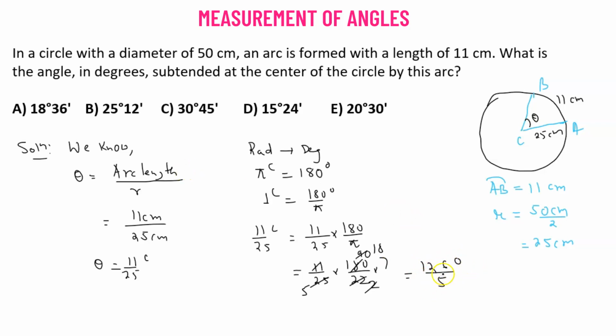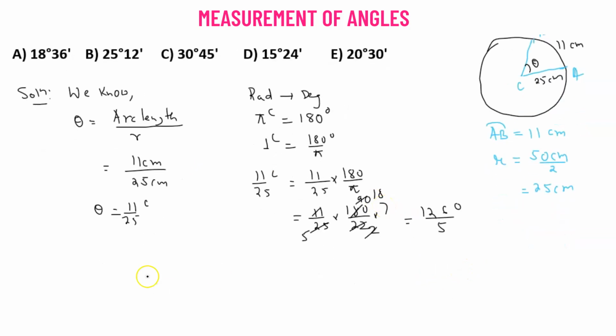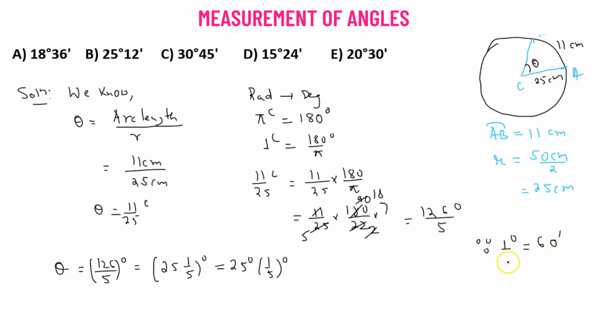Now our next task will be to convert the degree measure to its minute equivalent as well. So here we have obtained that theta is 126 over 5 degrees. This can also be expressed as 25 and 1 over 5 degrees. However, we know for a fact that 1 degree corresponds to 60 minutes, which means that 1 over 5 degree will be simply 60 over 5 minutes, which is 12 minutes. So that means we have 25 degrees 12 minutes, and this corresponds to option number B. So this is the correct option.